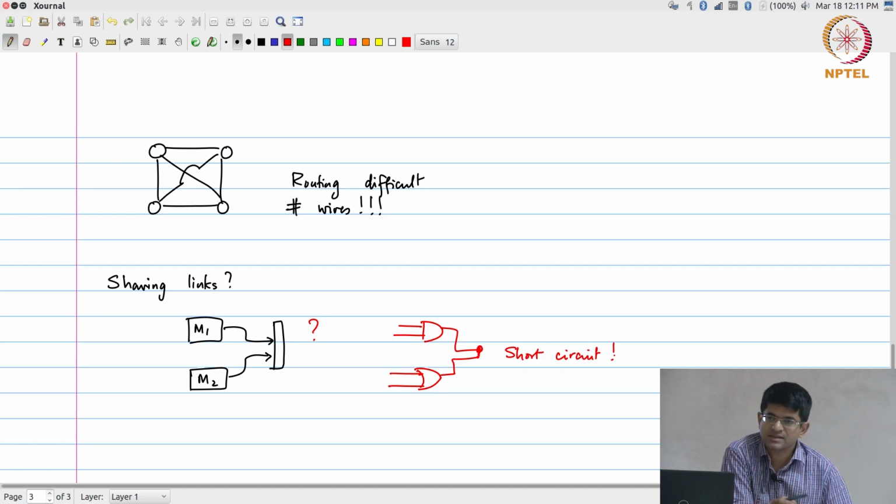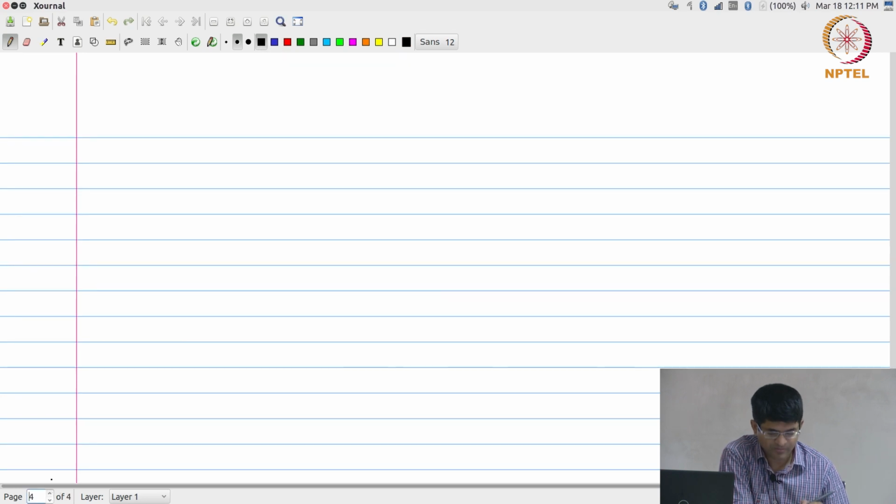So the question then becomes, how do I do it? How do I get M1 and M2 to be able to change the voltage on a given wire at the same time? There are a couple of different ways by which I can do this. One method is to say I will use a multiplexer.